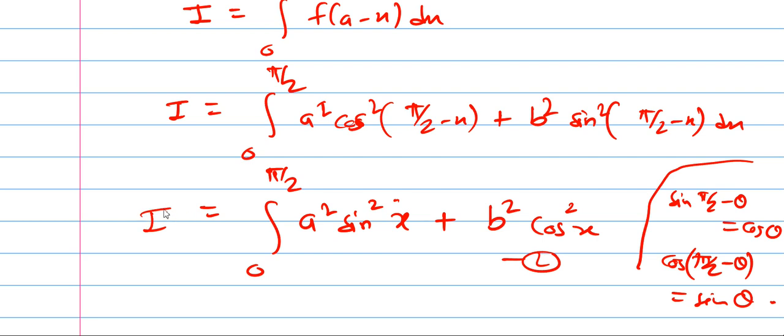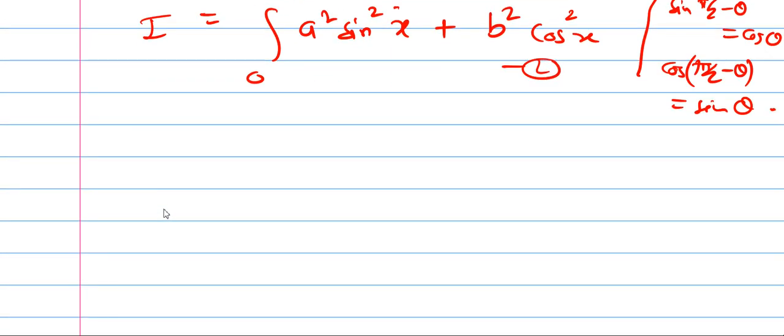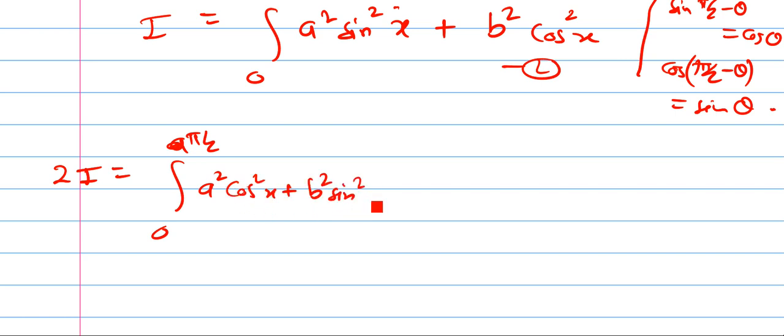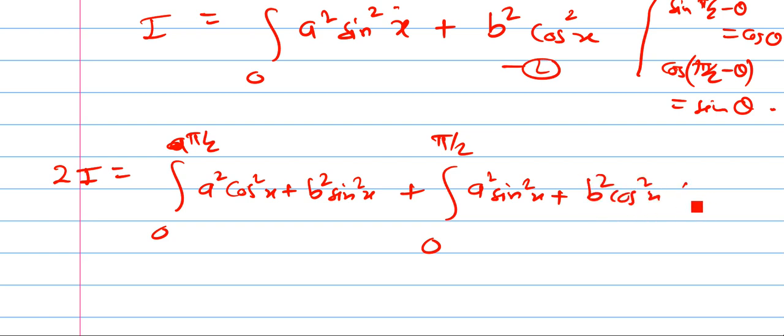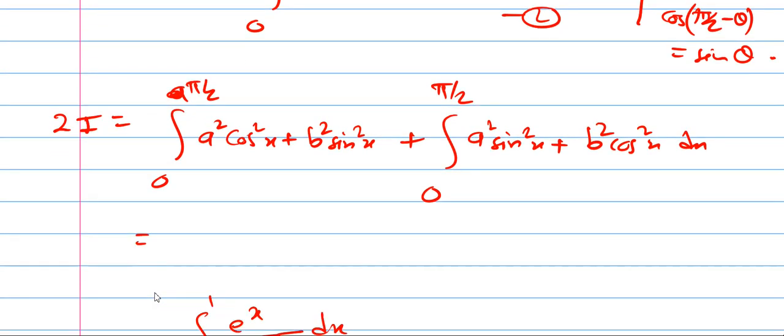Then what we have to do? Add 1 and 2. So I plus I becomes 2I equal to integration 0 to pi by 2 a square cos square x plus b square sin square x. So from equation 1 I have substituted the value of I. Now from equation 2 I will substitute the value of I. So 0 to pi by 2 a square sin square x plus b square cos square x dx. So just combine the terms.